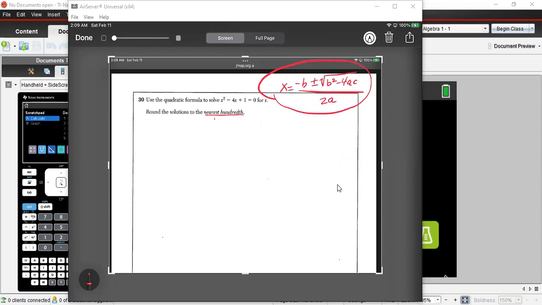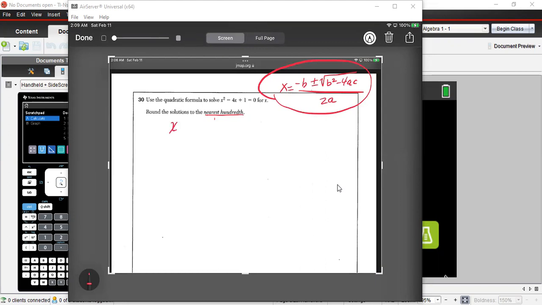Over to the right here is the quadratic formula. It tells you that x equals negative b plus or minus the square root of b squared minus 4ac, divided by 2a. You don't have to commit this to memory because it's given to you on the Regents exam formula reference sheet. What you have to know is how to use it. I'm going to walk through this and show you how to use the calculator to do it.